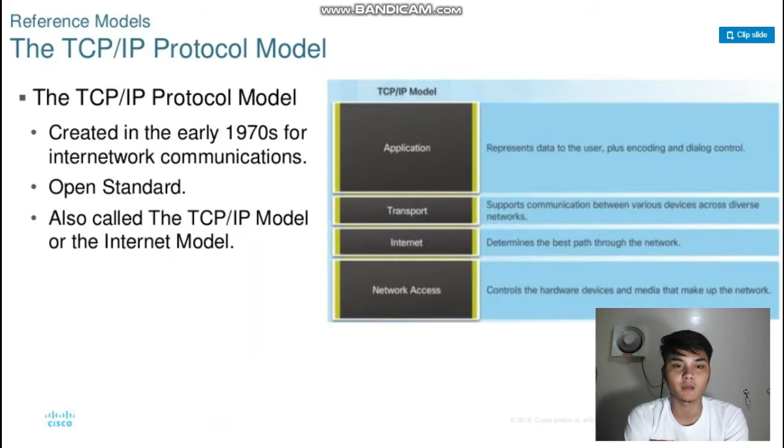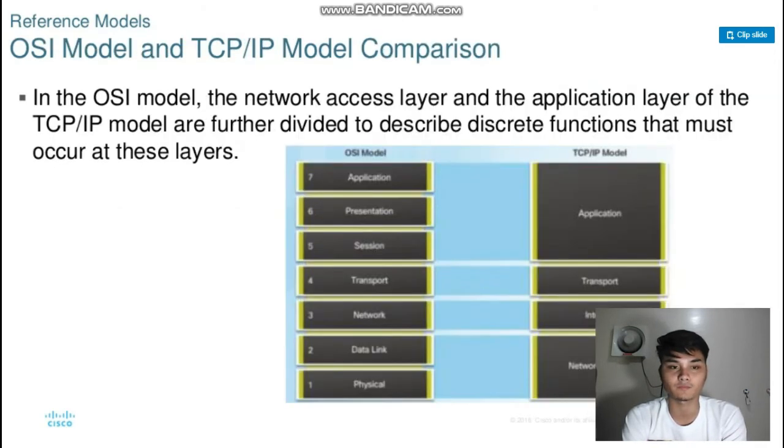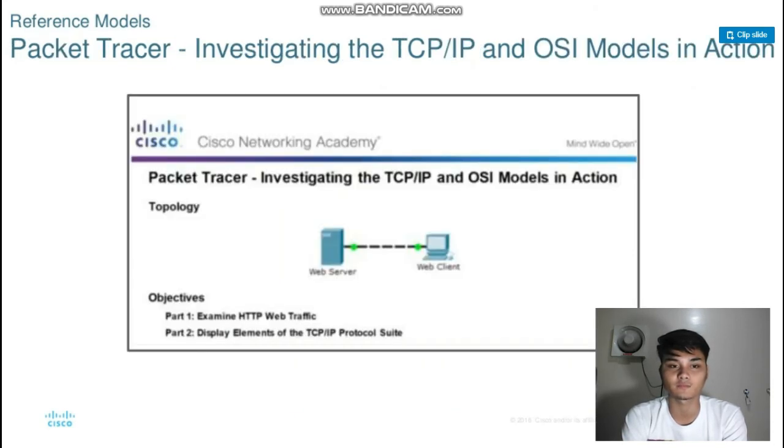We have the TCP/IP protocol model, created in the early 1970s for internetwork communication. It is an open standard, also called the TCP/IP model or the internet model. In the OSI model, the network access layer and the application layer of the TCP/IP model are further divided to describe discrete functions that must occur at each layer. So we have a Packet Tracer activity here.